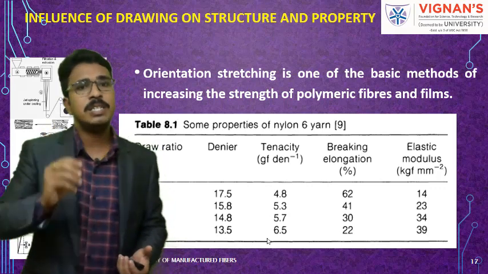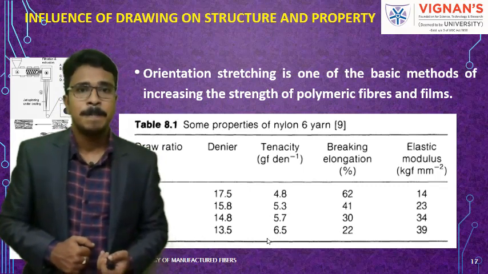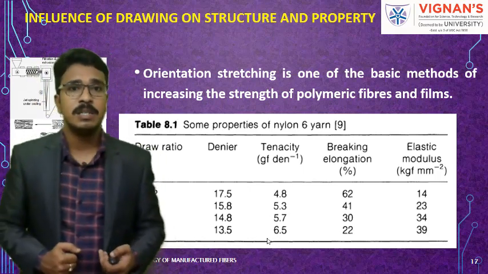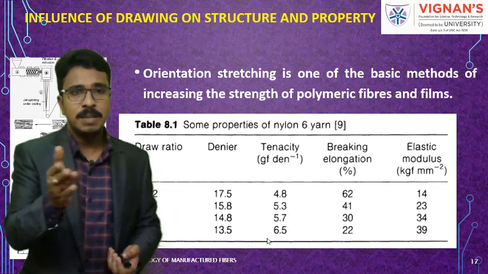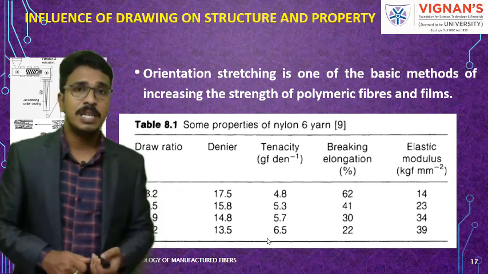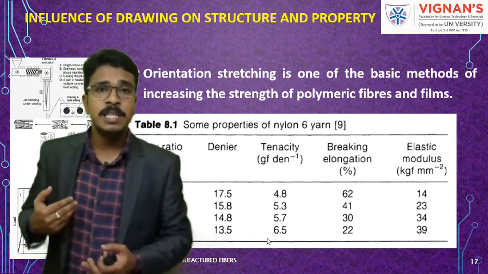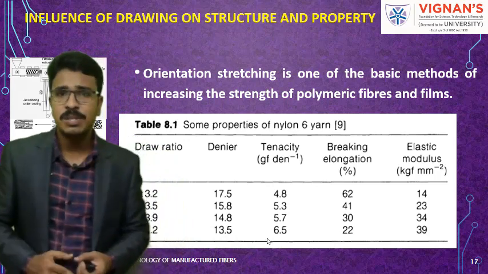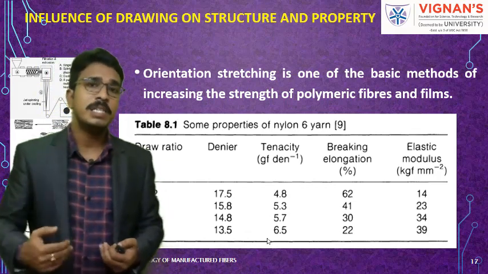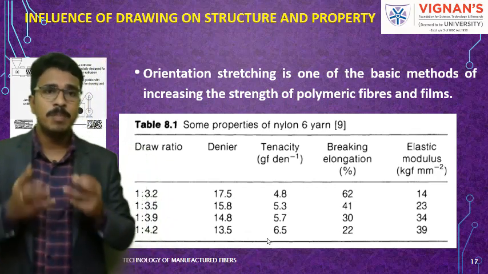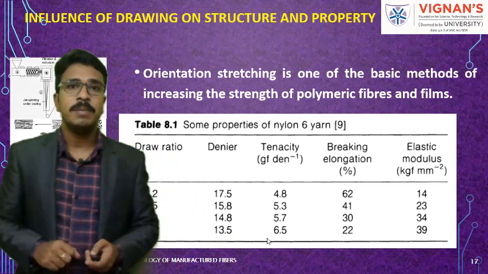That is why initially it is 17.5 and at the end it is 13.5. When it comes to breaking elongation, since you are doing stretching, at 1:3.2, that is in the beginning, the breaking elongation is 62%. That is the elongation at which the filament will break. But when you increase the draw ratio, the breaking elongation reduces. And when it comes to elastic modulus, that is nothing but stiffness, the stiffness is increasing. So these are some of the properties of the filament that are affected during this drawing process.